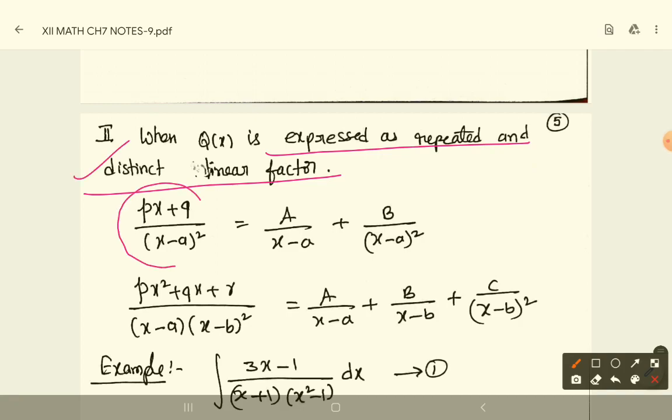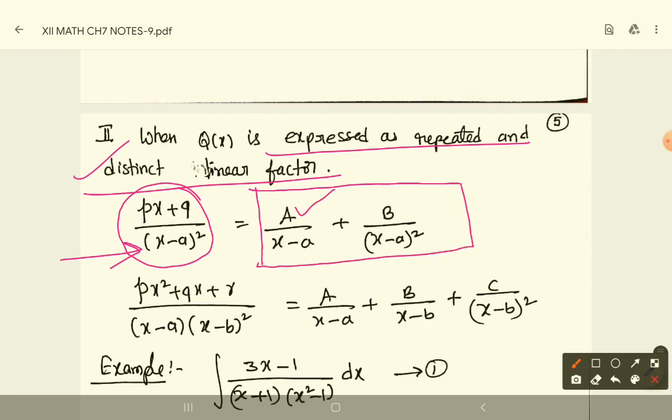See here, (px + q)/(x − a)². That means (x − a)² has two factors, which are x − a and x − a. So this time I have to write the partial fraction decomposition like this: A/(x − a) + B/(x − a)². Why is it like this?